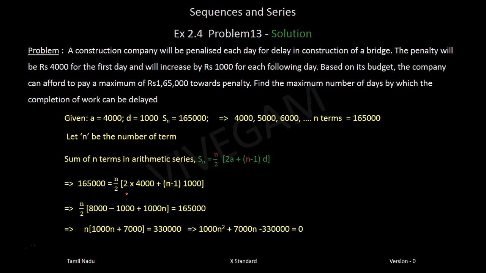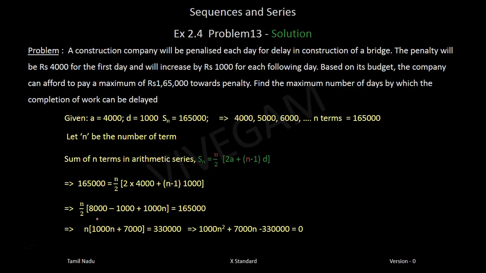1,65,000 is n by 2 into 2 into 4000, plus n minus 1 into D, that D is 1000. So this will get you 4000 into 2 is 8000. This is minus 1000 and you'll get 1000 n. Okay, so that's equal to 1,65,000.